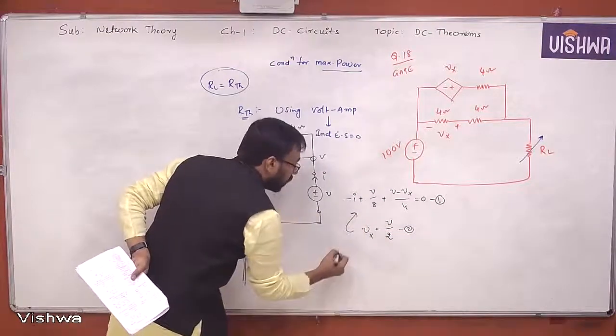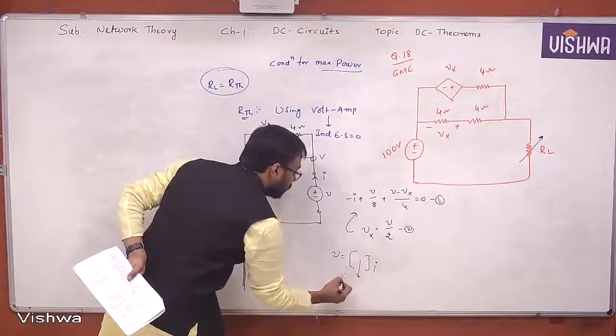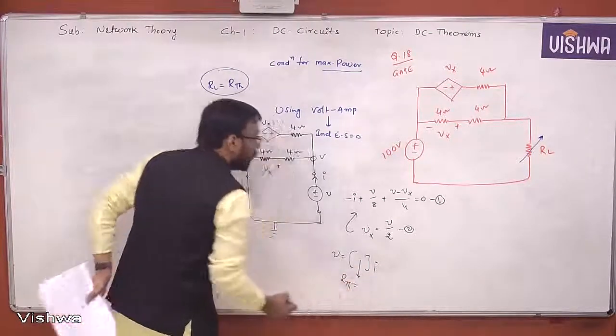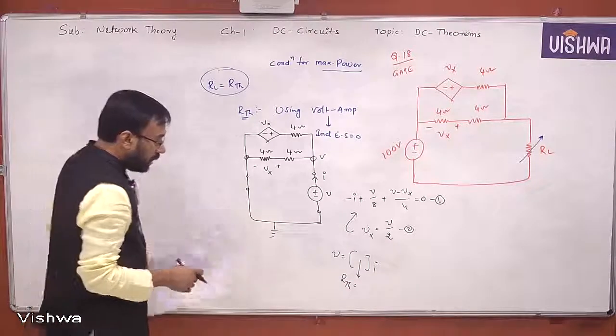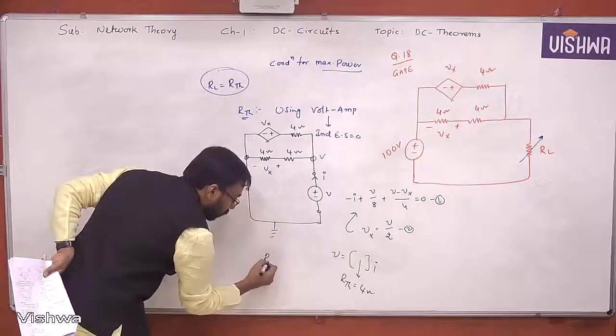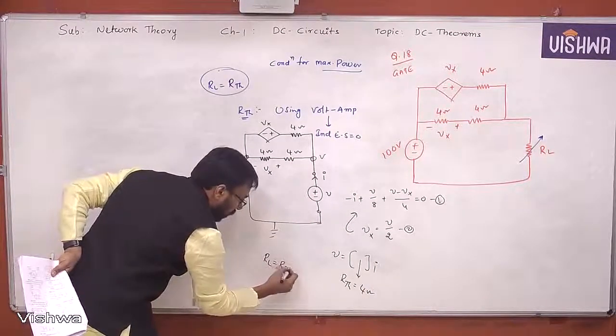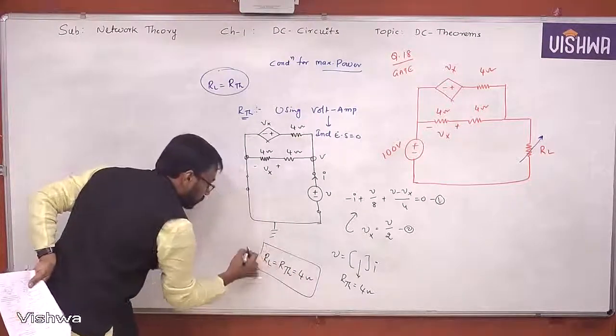Substitute here and get V is equal to something into I. This something is nothing but RTH. You will get this value. Okay, I can give you the answer here. It must be 4 ohms. Therefore, what is the condition for maximum power transfer? RL is equal to RTH is equal to 4 ohm. That's it.